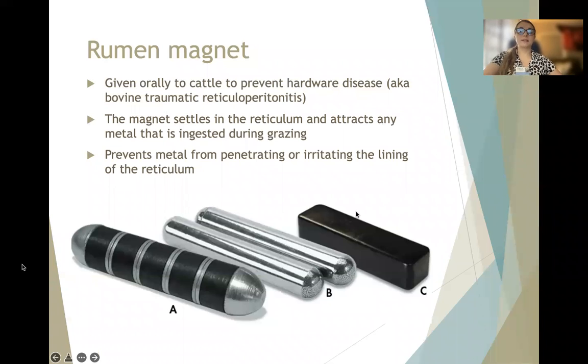So we commonly see this, especially with beef cattle, where they're going to have them on a lot of feed, a lot of grass, because they're raising them for slaughter. So common to see these rumen magnets.